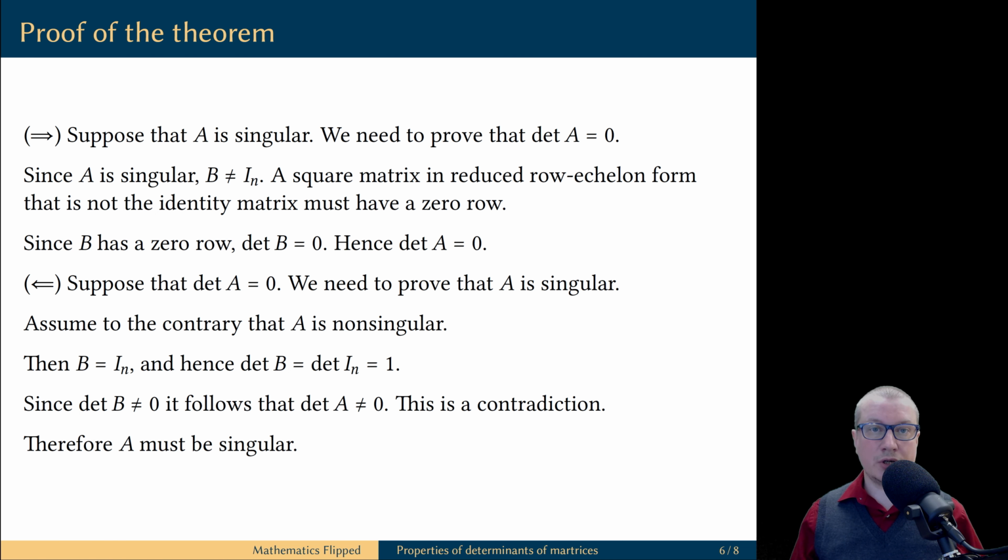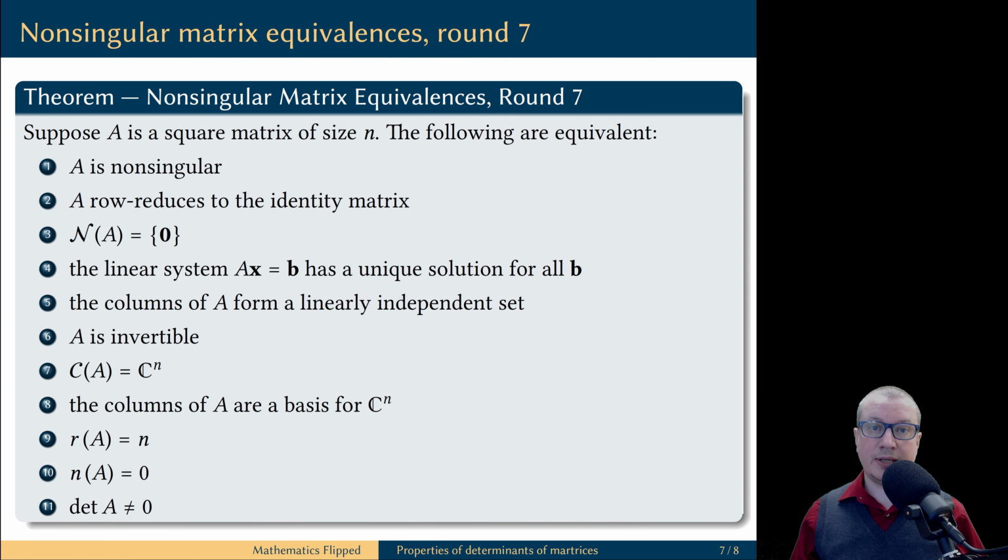This contradiction was caused by us assuming that A is non-singular, therefore this is impossible, and hence A must be a singular matrix. Because this was an if and only if condition, we can also say that a square matrix is non-singular if and only if its determinant is not equal to 0.